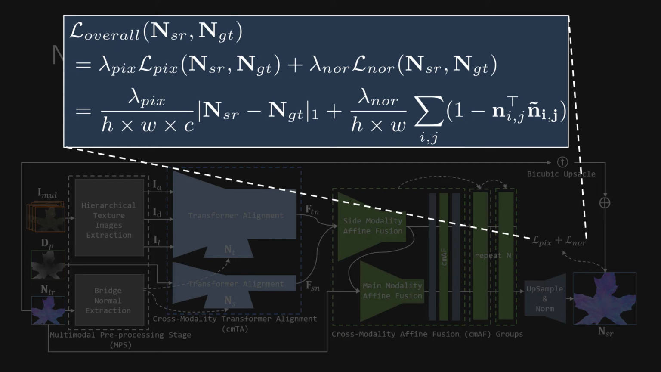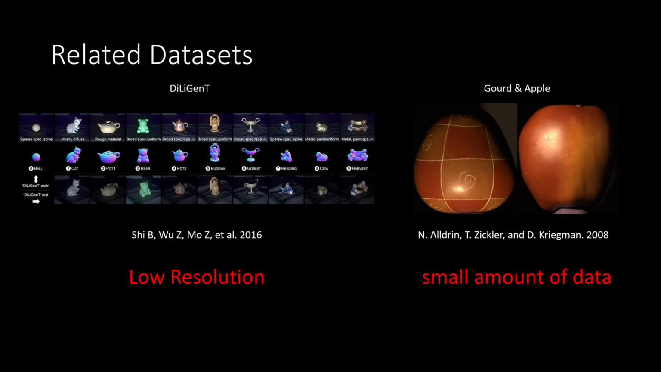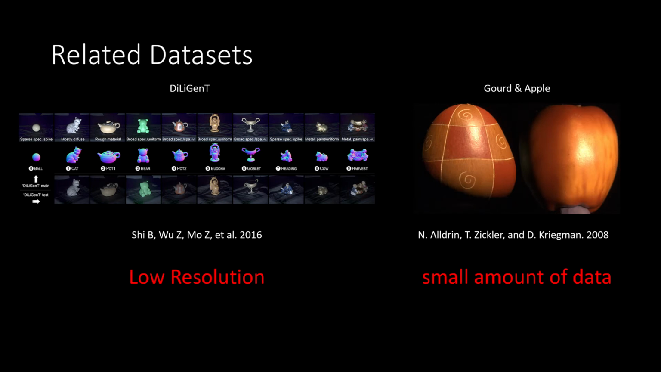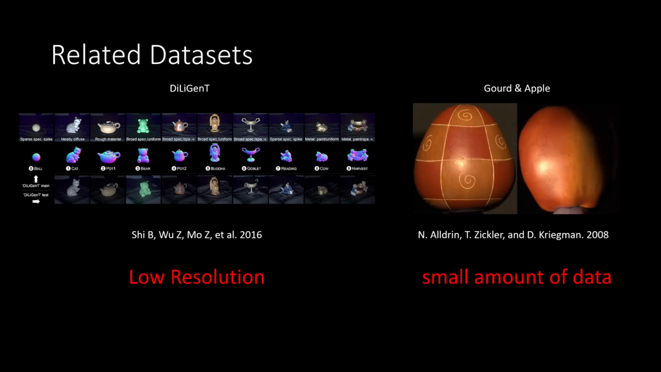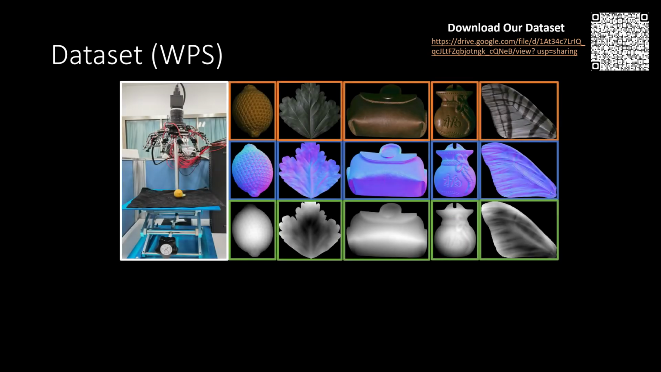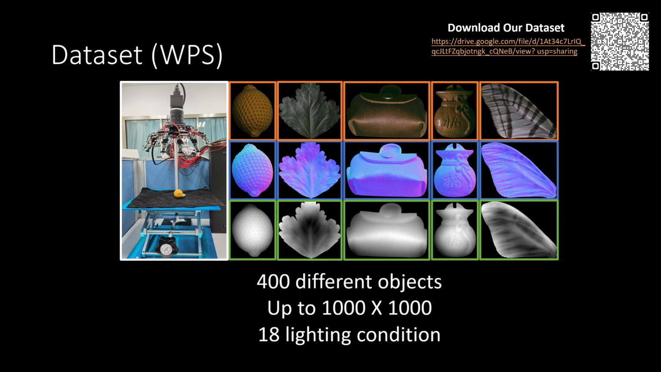Currently, the most widely used photometric stereo datasets such as Diligent and Ground and Apple dataset do not have enough images for multimodal SR training. Therefore, we have established a new photometric stereo dataset, namely WPS, for multimodal training. WPS contains 400 different objects up to the resolution of 1000 × 1000. Each object is captured under 18 predefined lighting conditions. Our dataset can be downloaded at the link above.